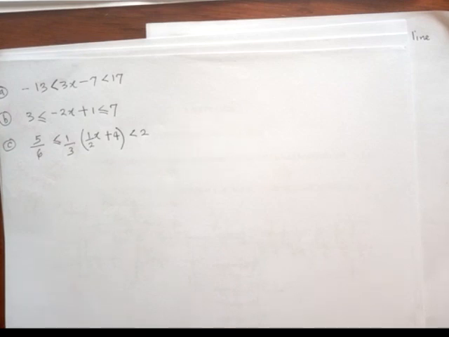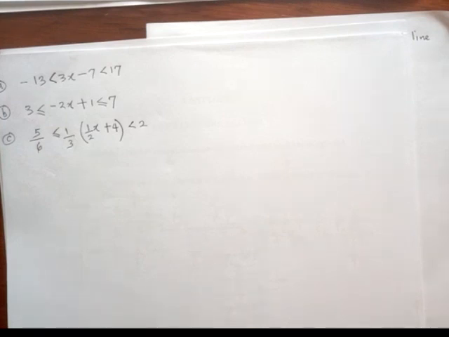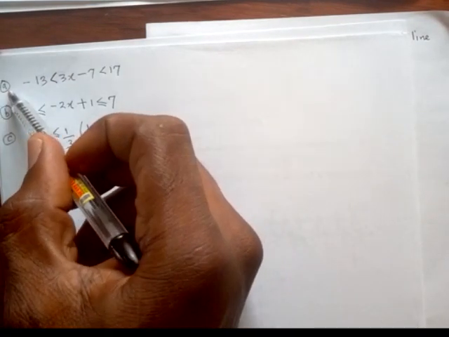Minus 13 less than 3x minus 7 less than 17. We also have 3 less than or equal to minus 2x plus 1 less than or equal to 7. 5 over 6 less than or equal to 1 over 3, brackets 1 over 2x plus 4, bracket close, less than 2. So all of these are examples of compound linear inequalities. We'll start by solving example A.